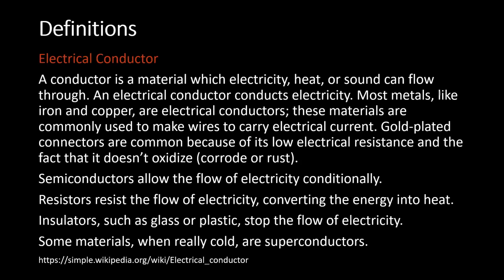Semiconductors, on the other hand, allow the flow of electricity conditionally or part of the time. Resistors resist the flow of electricity by converting some of the energy of the electricity or the current into heat. Insulators, on the other hand, such as glass or plastic or rubber, stop the flow of electricity. And some materials, when they're extremely cold, are considered superconductors.